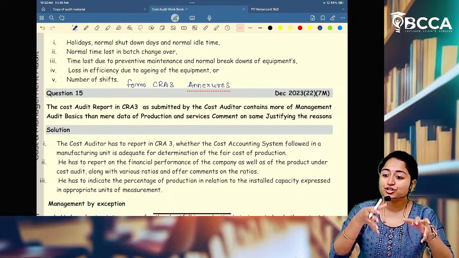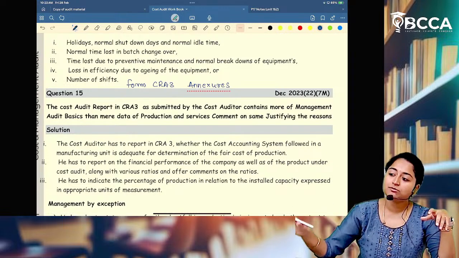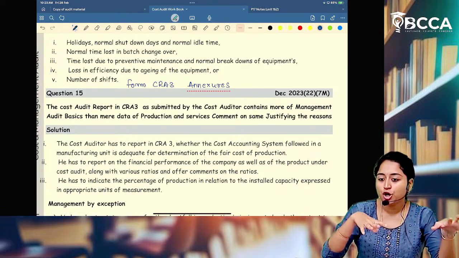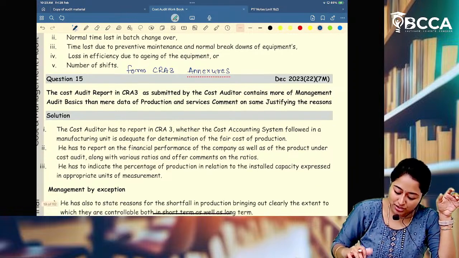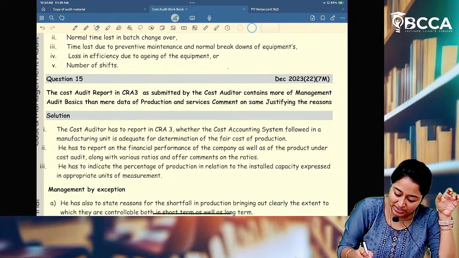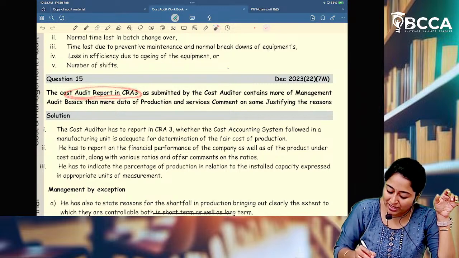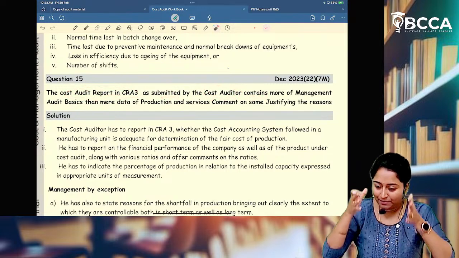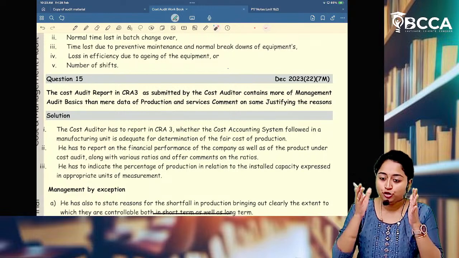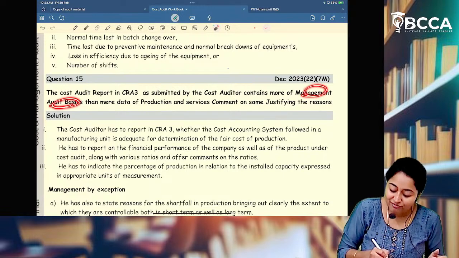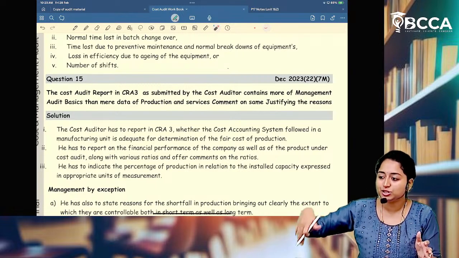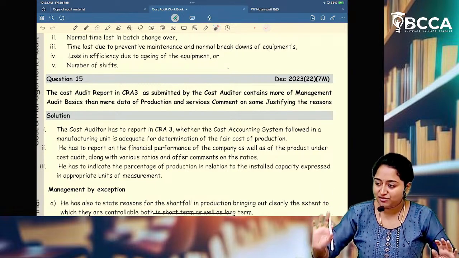Now what the cost auditor is doing: whatever work is done by management, whether it is true or not, that is being verified by the cost auditor. So they are trying to say here, in the question, that the cost audit report as submitted by the cost auditor contains the details of Part A, Part B, Part C, Part D. Those details are merely of management audit basics, because that is the work done by the management audit. Is the statement justifiable or not?